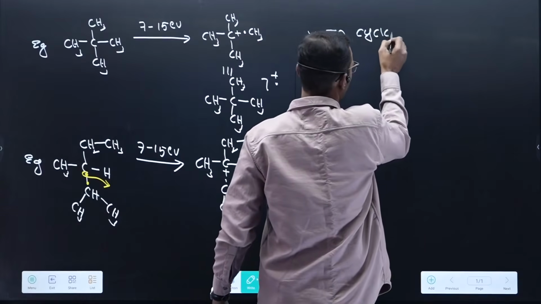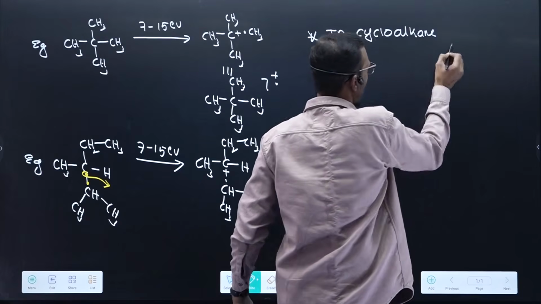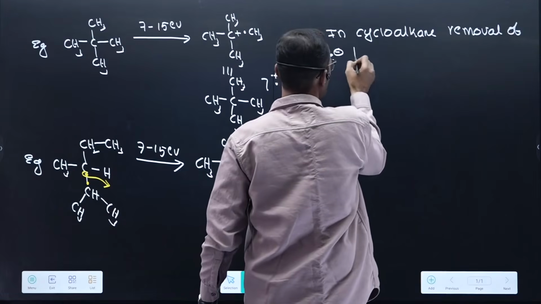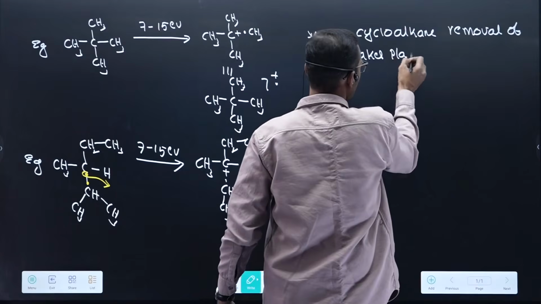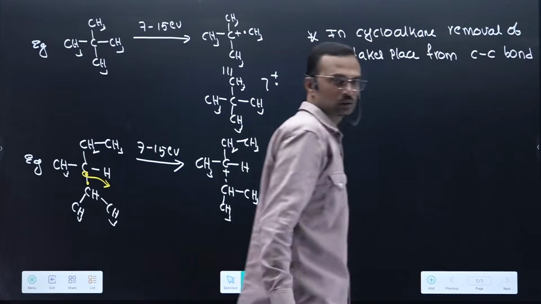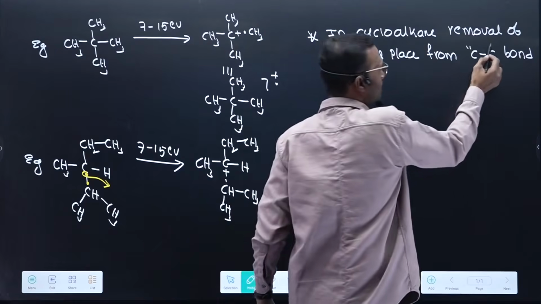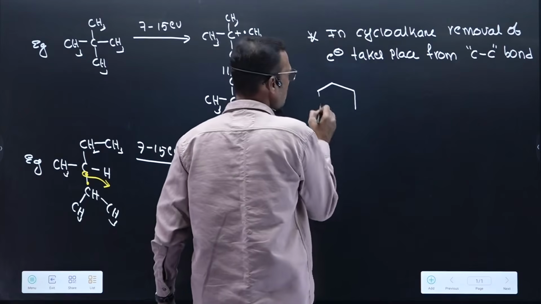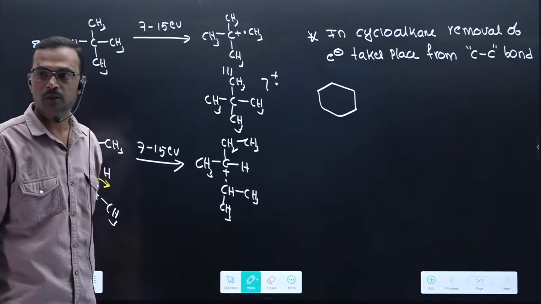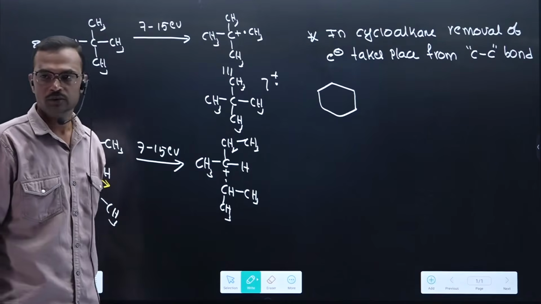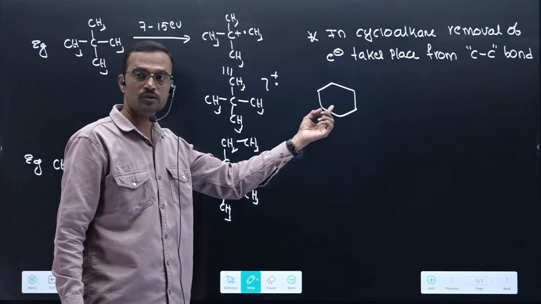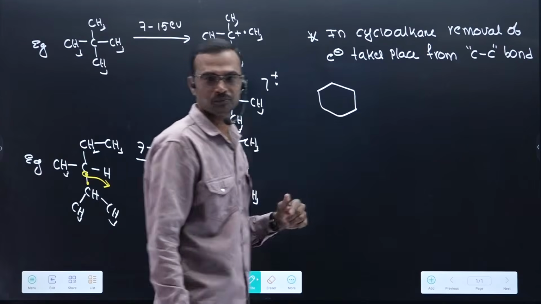Right. In cycloalkane, removal of electron, where does it take place? Removal of electron takes place from carbon-carbon bond. Cycloalkane, I am saying. What are cycloalkanes? Can I take a 6-membered ring as a cycloalkane? Now here, how many types of sigma bonds are present? CC and CH, or is it CC, or are all the same? In this molecule, are all the CC the same? All are same. No need to hesitate.